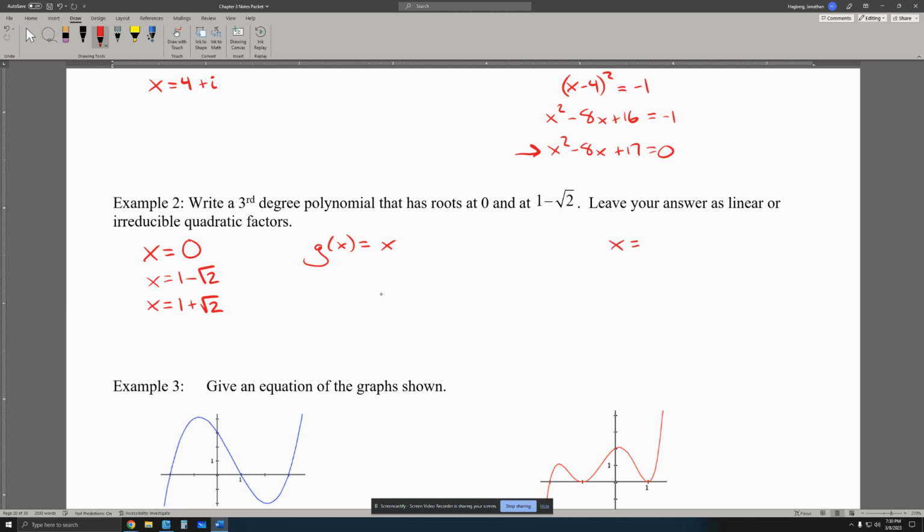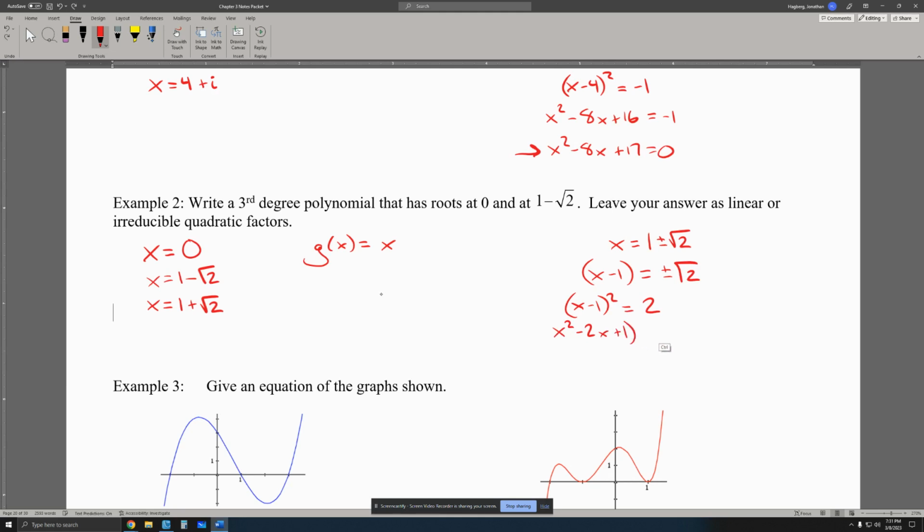We have x is equal to 1 plus or minus the square root of 2. And then again, getting this equal to 0, we're going to subtract 1 from both sides. So we get x minus 1 is equal to plus or minus the square root of 2. And then squaring both sides, we get x minus 1, the quantity squared, is equal to 2. We expand this binomial squared, so x squared minus 2x plus 1.